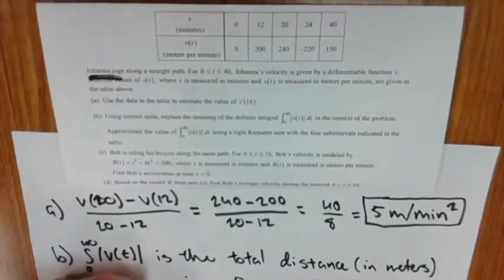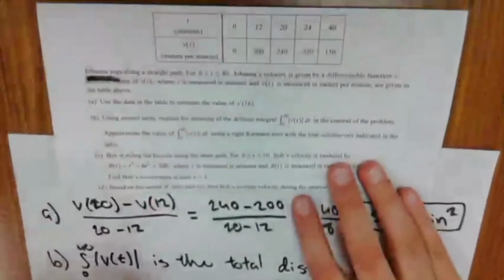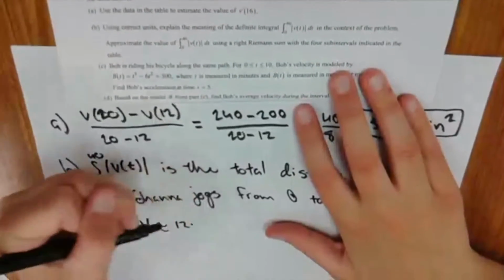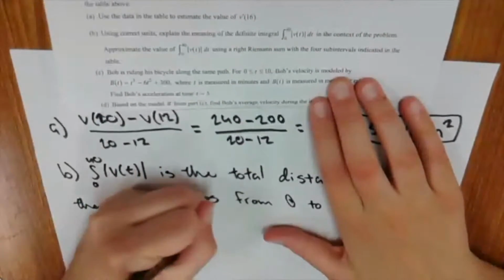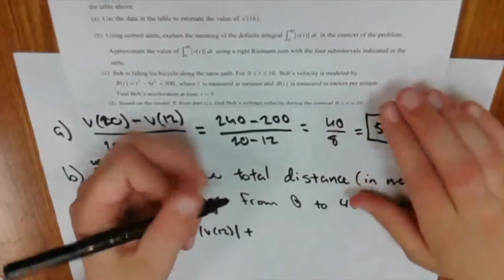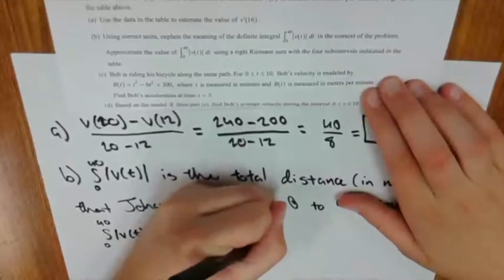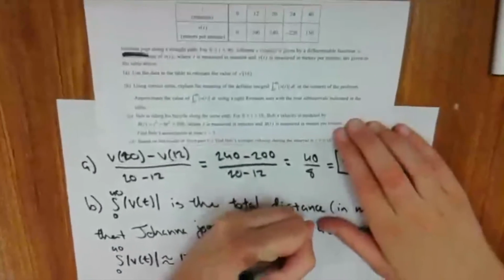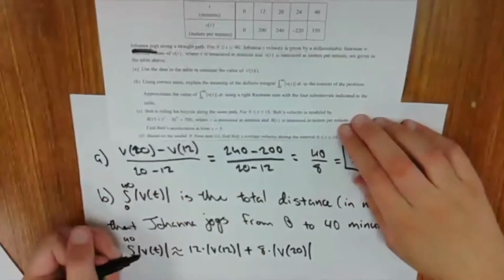And so that will approximate to 12. 12 minus 0 is 12 times the absolute value of our velocity at 12. So times v of 12. And we're just going to keep adding it. And then 20 minus 12 equals 8. So 8 times the absolute value of our v of 20, not velocity, sorry.